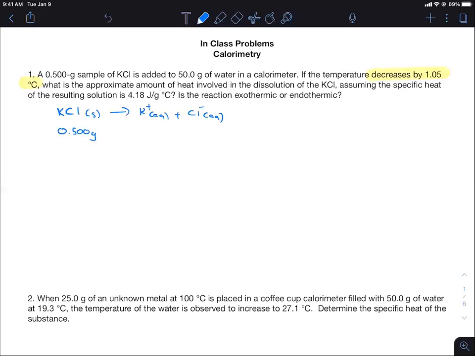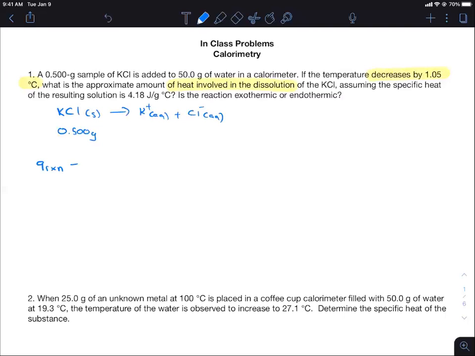Ultimately, what the question is asking for, if we tease this out, is what is the approximate amount of heat involved? So we're looking for heat, and so we're solving for Q. Now, we need to remember a couple things with our coffee cup calorimeter, and one of the things to remember is what we want is Q of the reaction. So what is the heat involved in the dissolution of KCl? But in a calorimeter, what we measure is the solution, right? The water that's in that calorimeter.